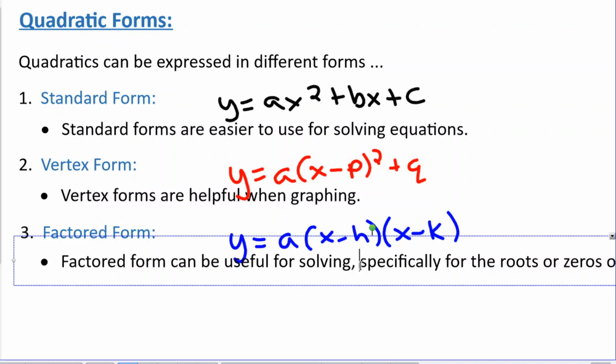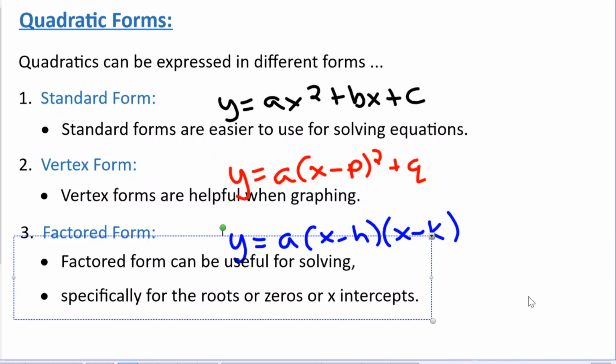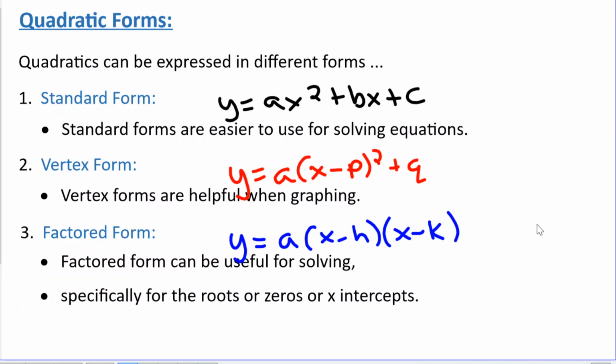Let me just hit enter so we can see all this. Specifically for the roots or zeros or x-intercepts, and we'll talk about all these different things. But these are the three main forms we're going to be looking at. And again, those a's, b's, c's, those variables other than x and y will be filled with values.